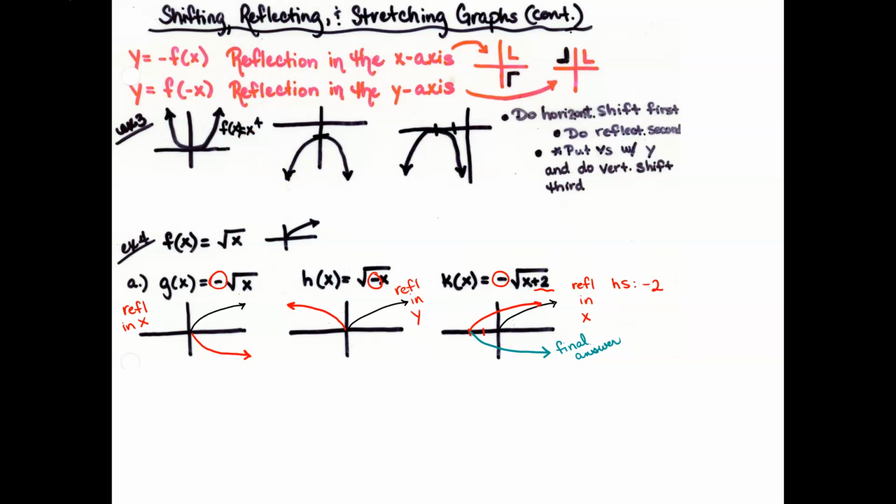Well, it was opening up and now it's opening down, so that means that it had to have been reflected, right? So it was reflected in what? In the x-axis. Right? So then after it was opening down, what happened? Well, it vertically shifted down 1, so that would be a vertical shift of -1.